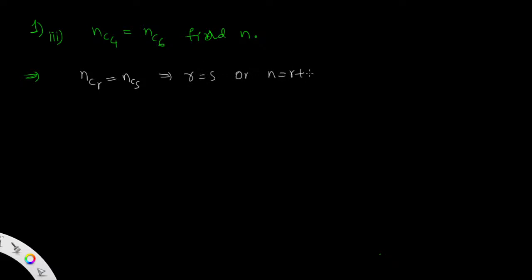Third question: nC4 equal to nC6, then find the value of n. Just now we have learned the formula: whenever nCr equals nCs, then we can write r equal to s, or else n equal to r plus s. This is the formula.